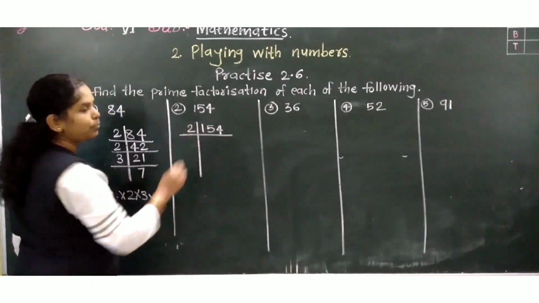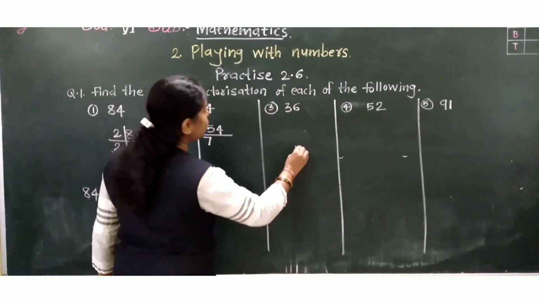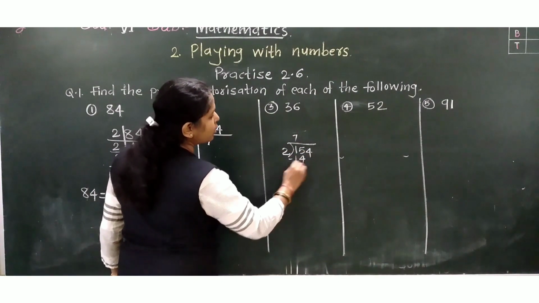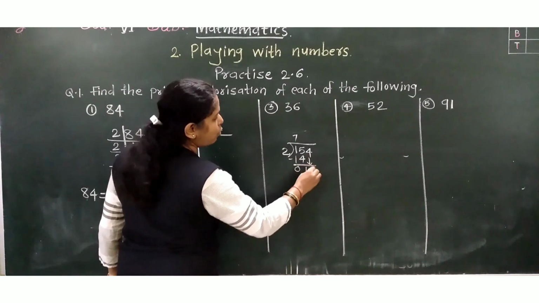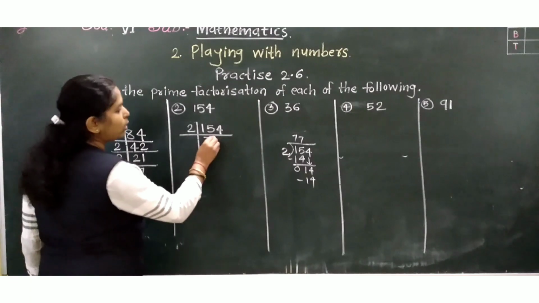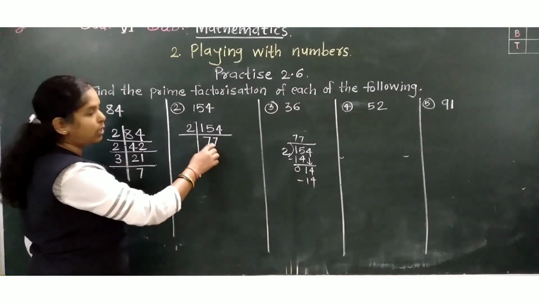So 2 sevens are 14. If you want, every time you can do it vertically also. 2 sevens are 14. 1, take 4 down. Again 2 sevens are 14. Got it? So what quotient did I get? 77. This answer we will have to write here.